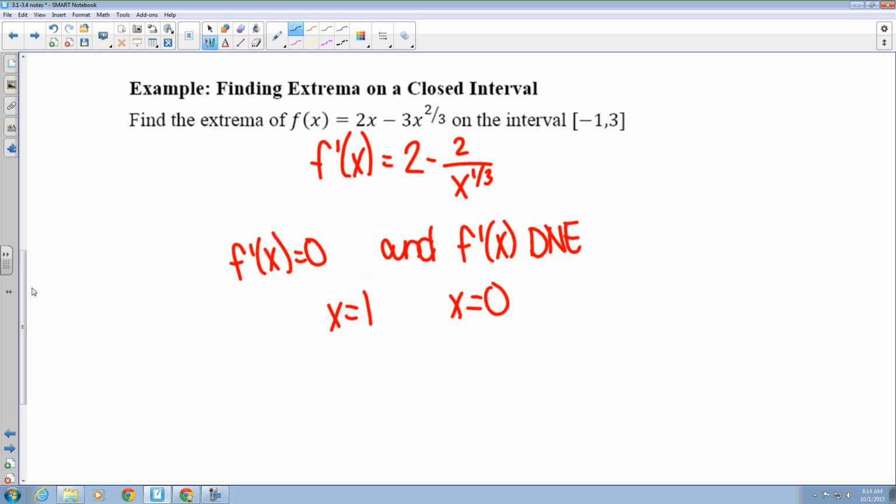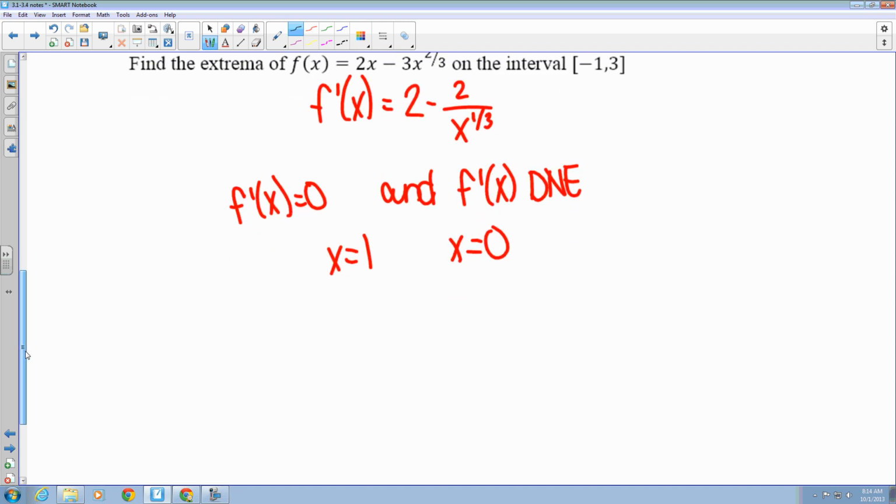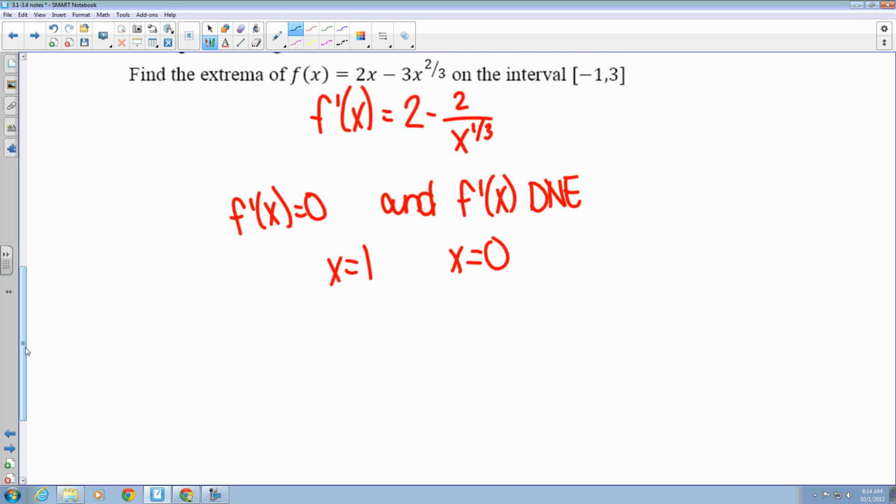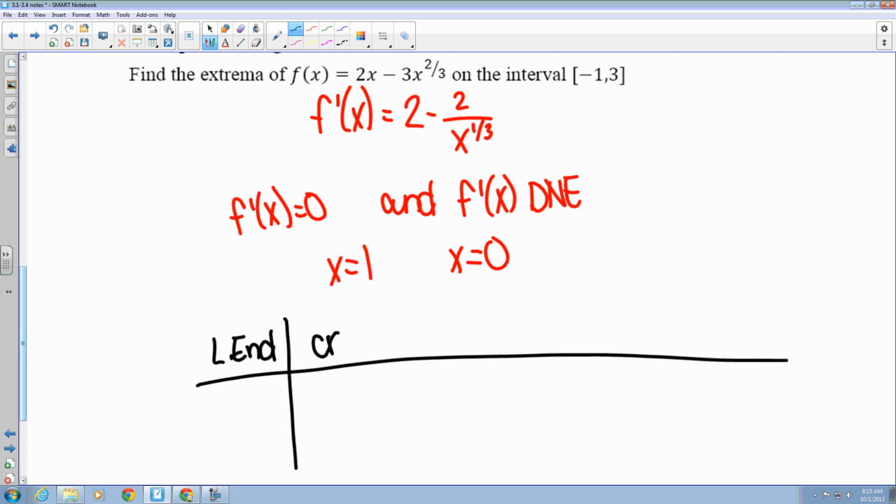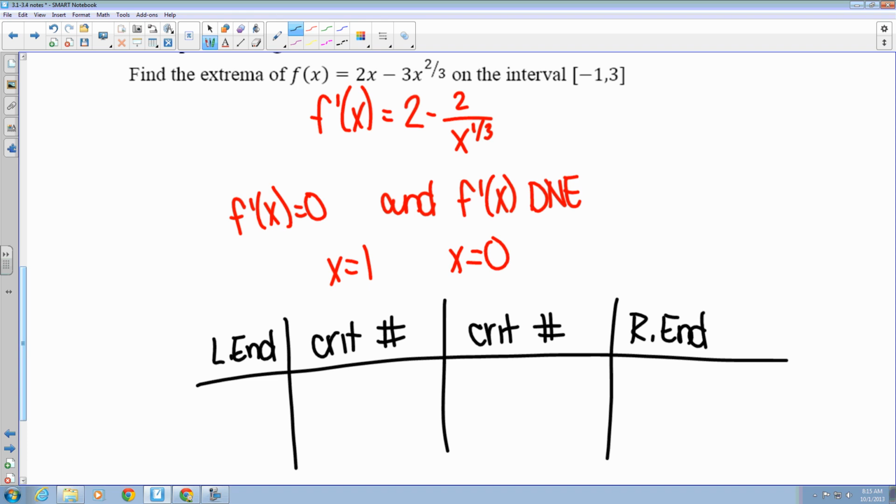And then we also need to evaluate the endpoints, -1 and 3. And if you find critical points that are not within your interval, you don't have to use those. We're just using the ones that are inside our interval. And so far, all of them have been inside of our interval. Okay, so we start with left endpoint, and we have 2 critical numbers, and a right endpoint. Left endpoint is -1. I always go in numeric order, but you don't have to, just to make things consistent.